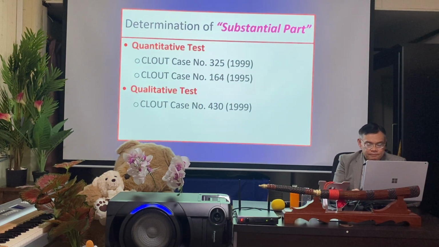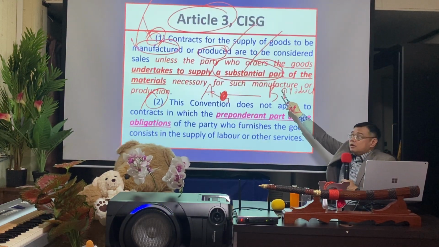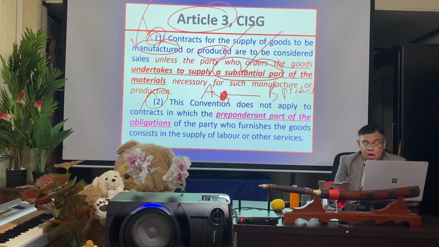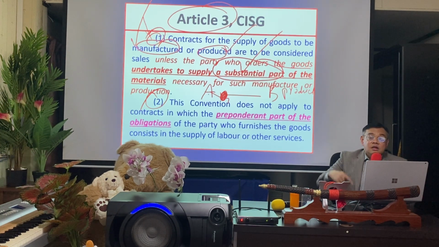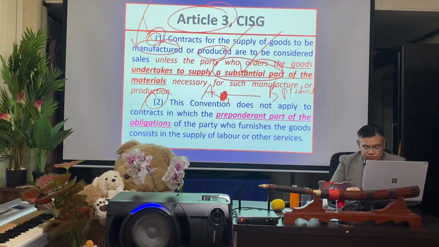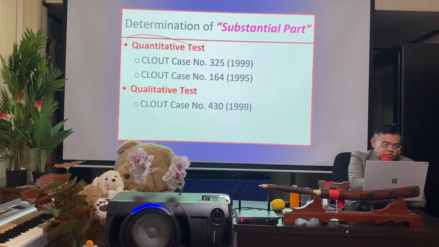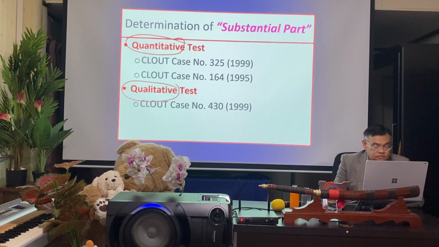Sorry, before going to exception number 2, the keyword of the first scenario is this one. The keyword is the substantial part of the materials. How do you determine a substantial part of the materials? If we look at the CISG digest, we can see that we can have a test, on the basis of quantitative consideration, and also in some cases on the basis of qualitative consideration.